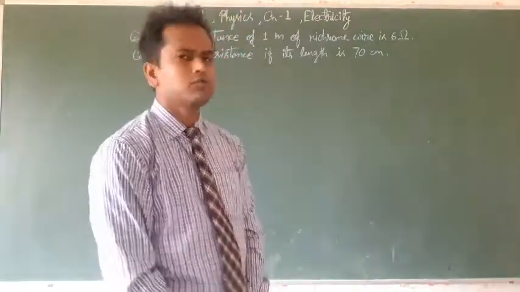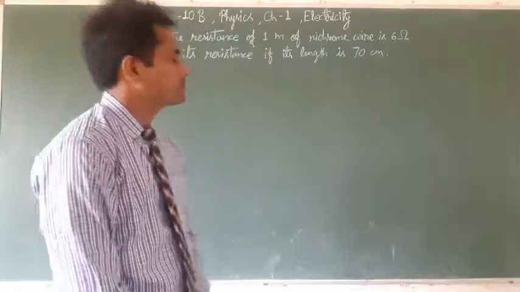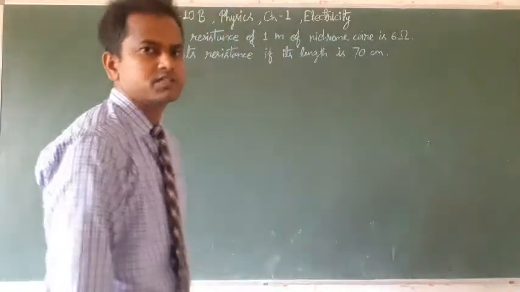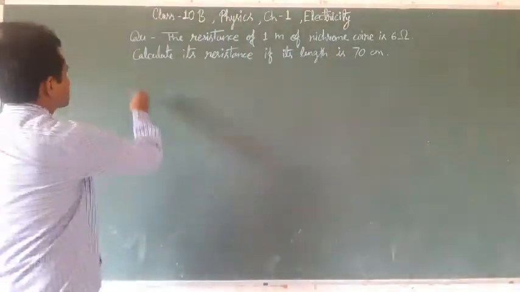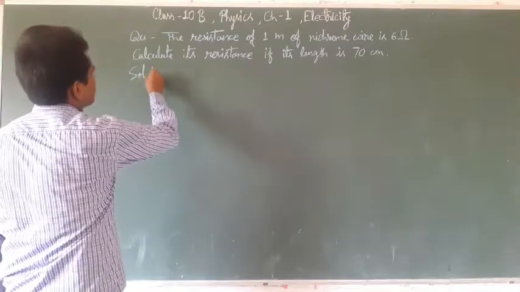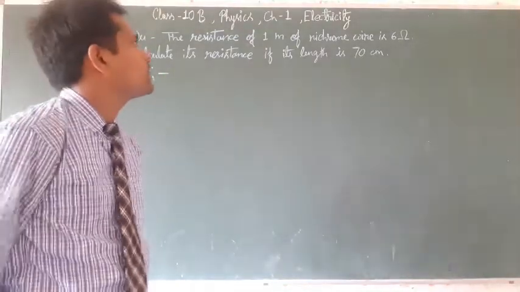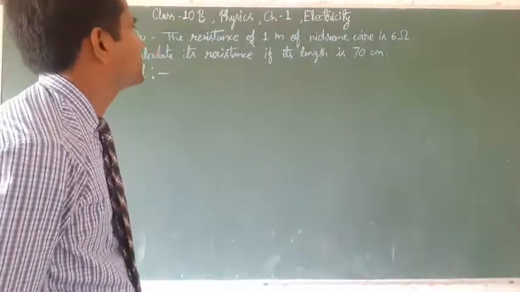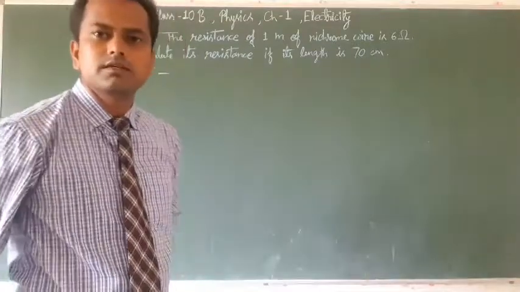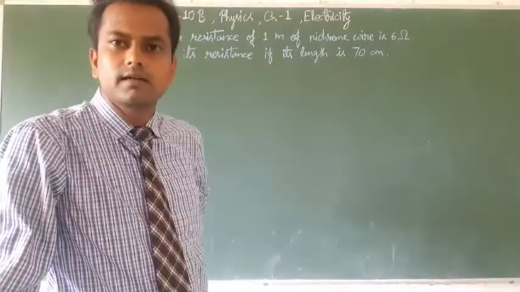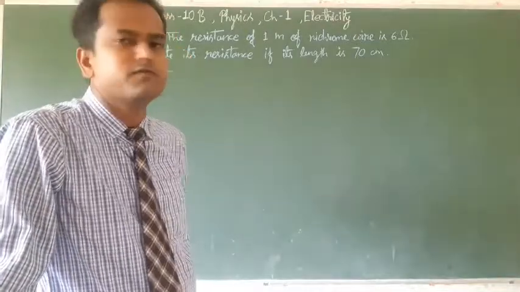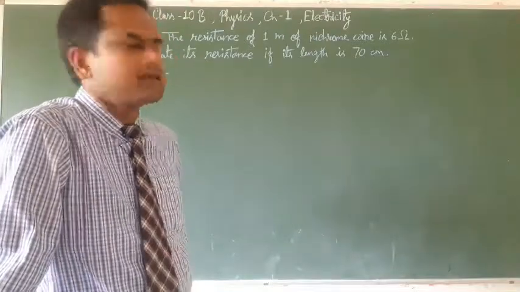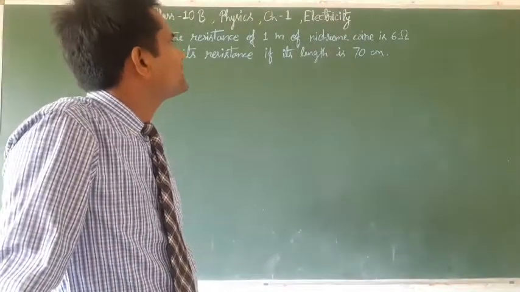Today I am going to explain some word problems related to resistivity. The first question is: given that the resistance of 1 meter of nichrome wire is 6 ohm. It means 1 meter long nichrome wire has a resistance of 6 ohm. Calculate its resistance if its length is 70 centimeters.